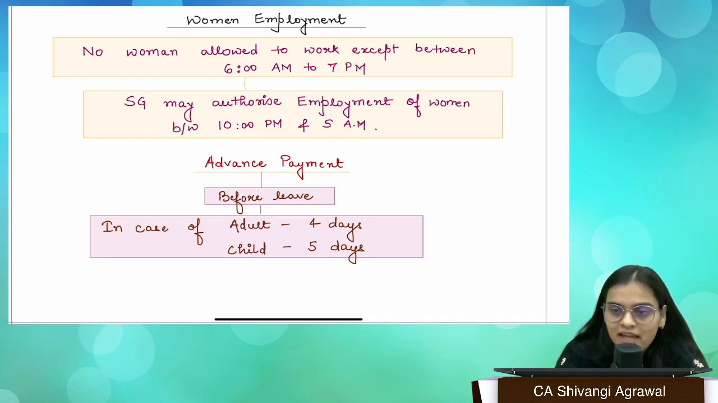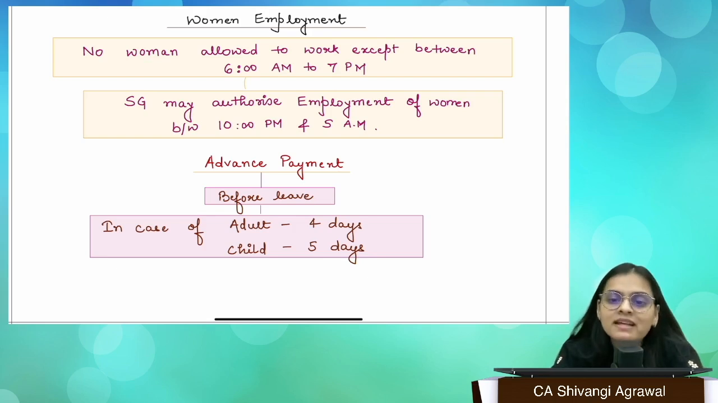That means if I am an adult worker working in a factory and I'm applying for a leave of only 2 days, I will not be entitled to advance payment. Fine. However, if I am taking the leave for at least 4 days, then I will be allowed to take that advance payment also. Clear?